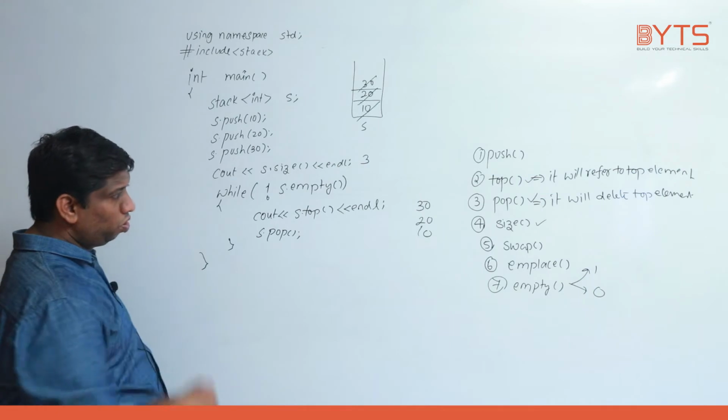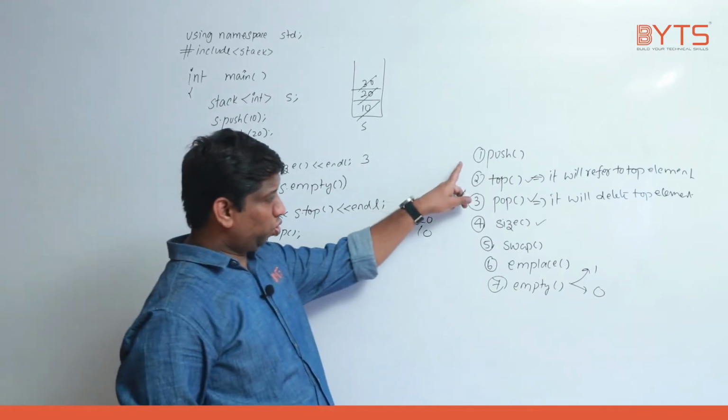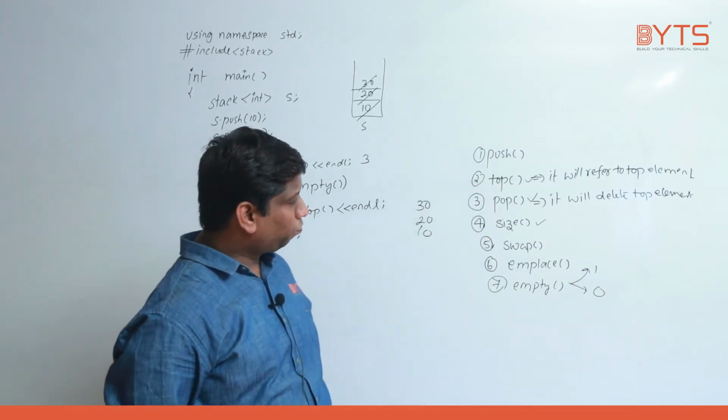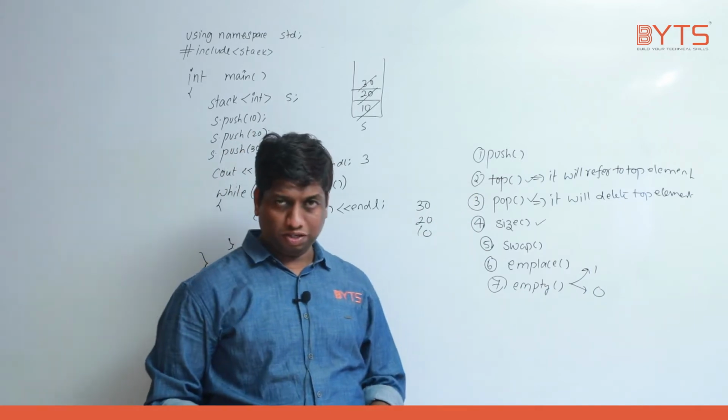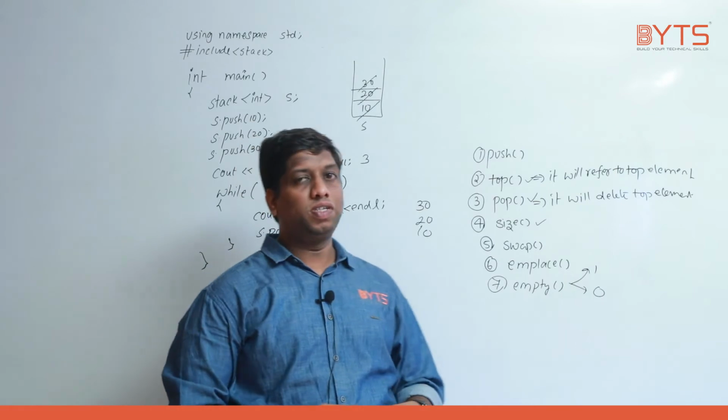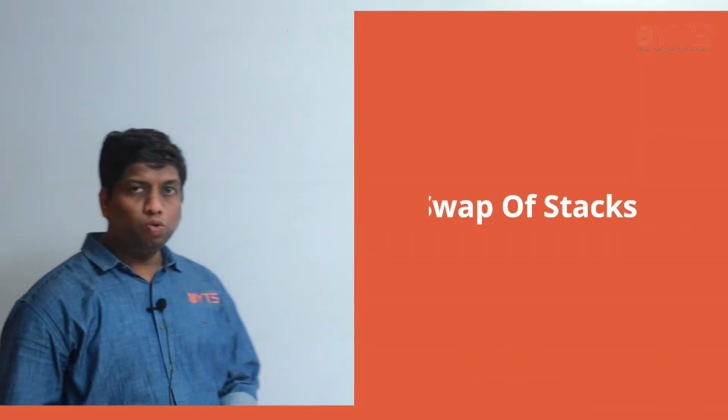So what are we trying to do? We are seeing the push function, top function, pop, size. Next we need to see swap. Next we need to see m+. Next we will see swap first. Next we will see m+. Okay, fine. Now we will see what?